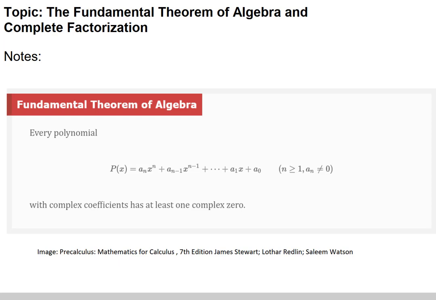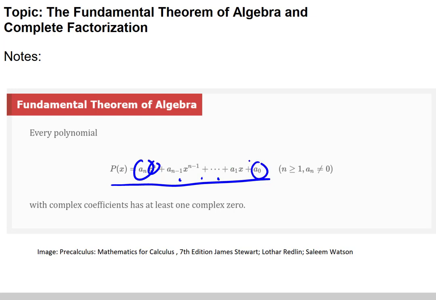This video is about the fundamental theorem of algebra and complete factorization. For our notes, we'll start with the fundamental theorem of algebra, which states that every polynomial, defined most generally by the usual definition of a polynomial where the leading coefficient is a sub n, the highest degree is n, and then it goes on down from there in descending order.